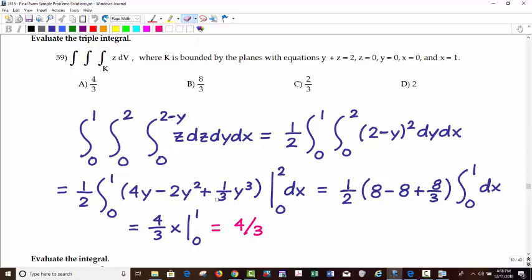All right, so let's see. So now we just plug in, the rest is kind of arithmetic here. There's no variable to integrate for x other than dx, so that'll be easy. Put in 2, 4 times 2 is 8, minus 2 times 2 squared, which is 8. And then plus 8/3, so these 8s will cancel. And then you have 1/2 times 8/3, which is 4/3. And then the antiderivative of dx will be x. We put in 0, we put in 1, we'd get 4/3. So it's answer A.